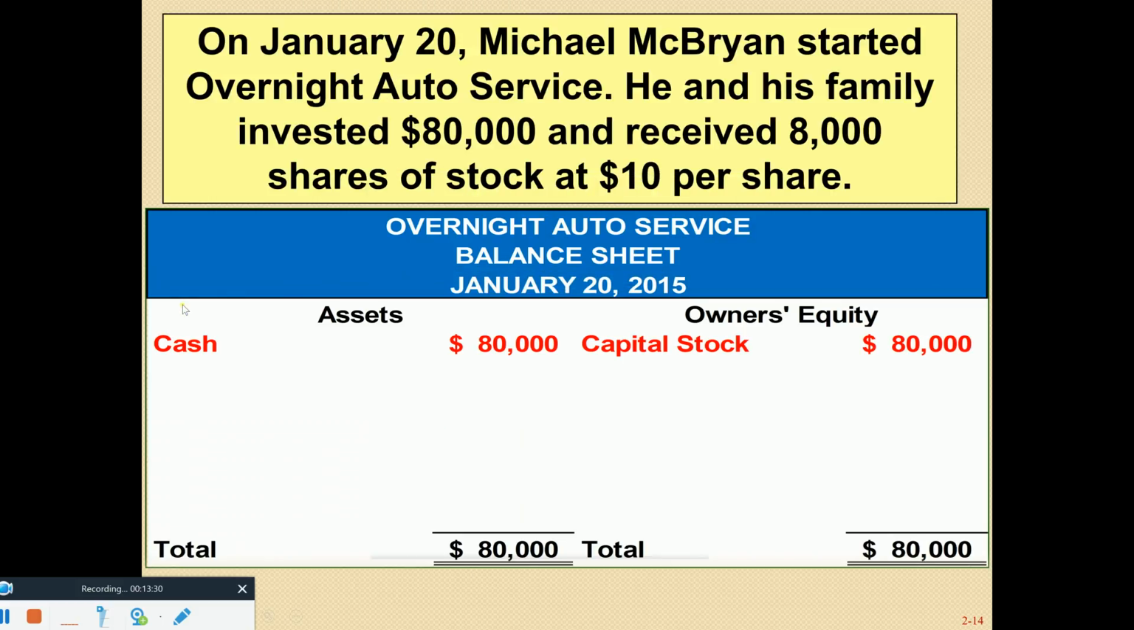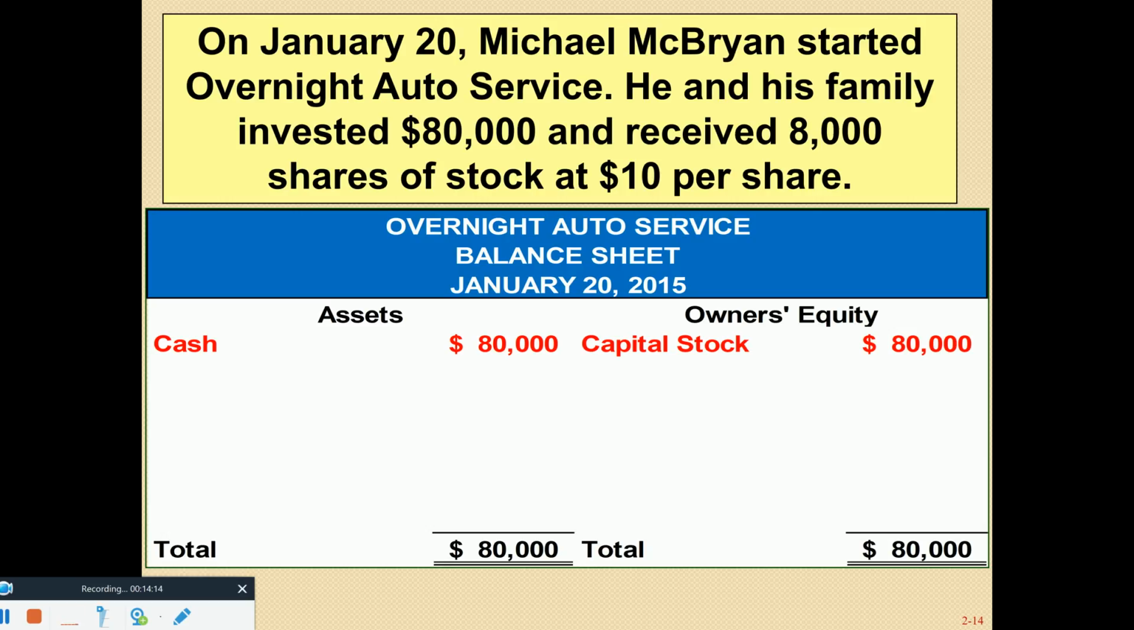All right, now let's take a look at a brand new company, Overnight Auto Service. This is a brand new company. It's just being started on January 20th. So on January 20th, we have an individual, Michael McBrien. He's going to start this overnight auto service. So he and his family decided to invest $80,000 of their own personal money in the business. In exchange, they received 8,000 shares of stock at $10 per share. Basically, what the stock represents is ownership units in the organization.